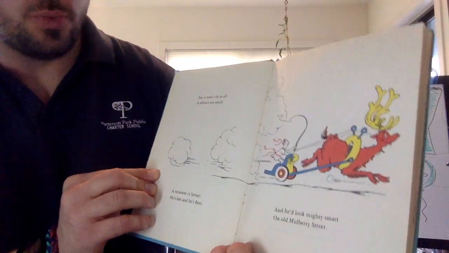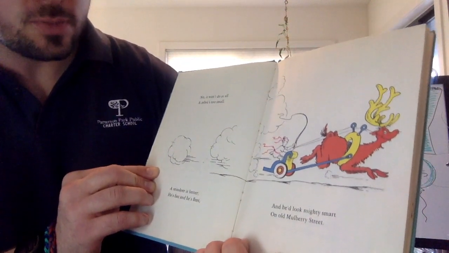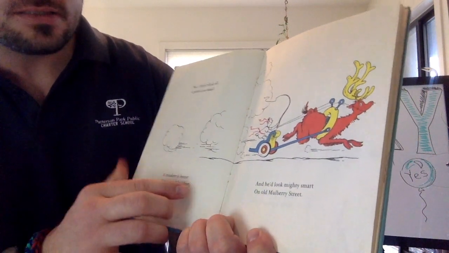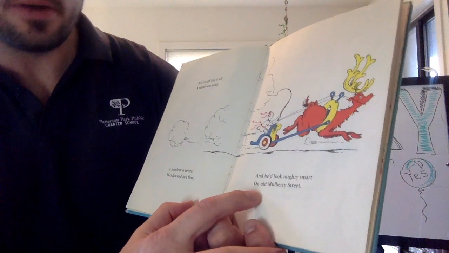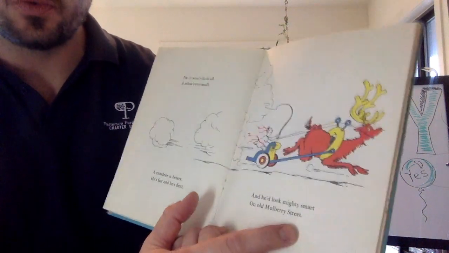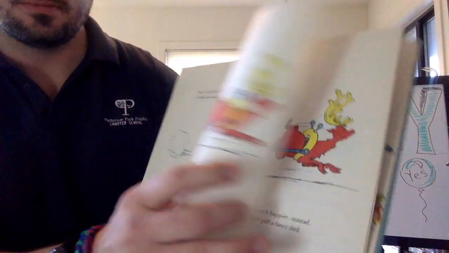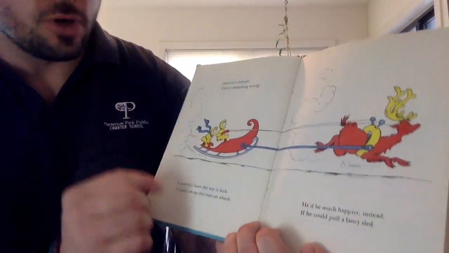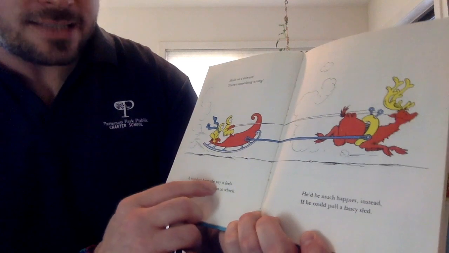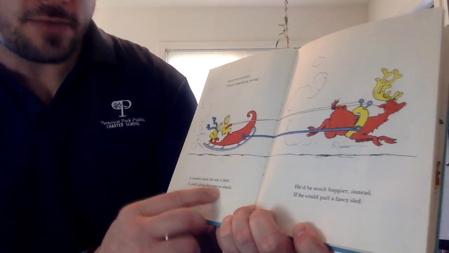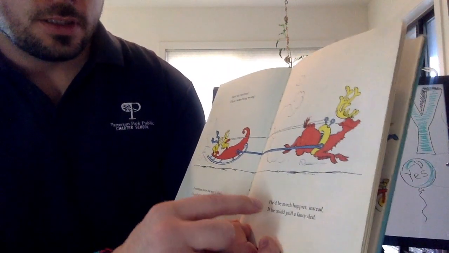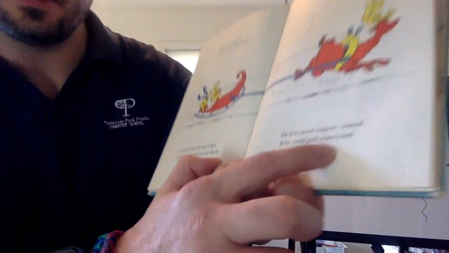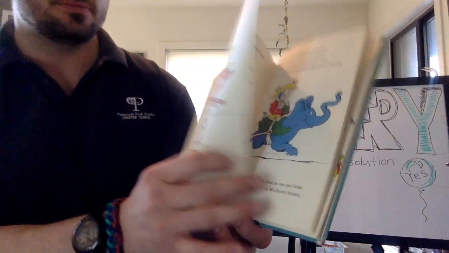Now, it won't do at all. A zebra's too small. A reindeer is better. He's fast and he's fleet, and he'd look mighty smart on old Mulberry Street. Hold on a minute. There's something wrong. A reindeer hates the way it feels to pull a thing that runs on wheels. He'd be much happier instead if he could pull a fancy sled.